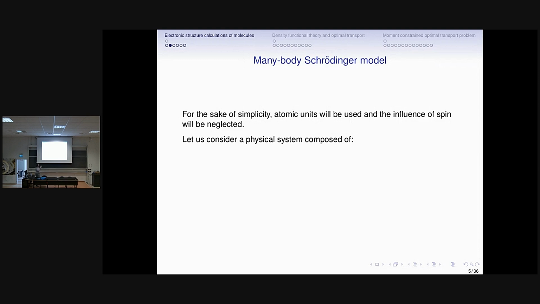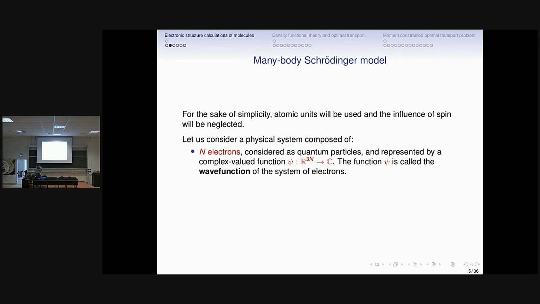So the holy grail in this type of applications is the so-called many-body Schrödinger model. Here I'm going to consider a molecule, which will be a physical system composed of some nuclei plus a system of n electrons.